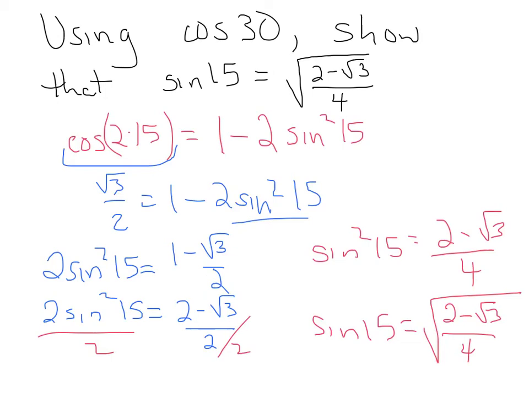And my answer to you is absolutely not, because 15 degrees is a quadrant 1 angle, and the sine of quadrant 1 angles are all positive. So I have just shown that the sine of 15 is equal to this square root of 2 minus square root of 3, all over 4 exactly. So what these identities allow us to do is find exact values for angles other than what's on the unit circle.